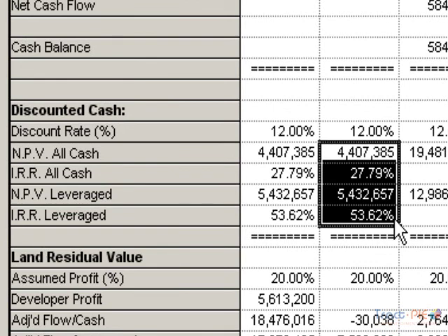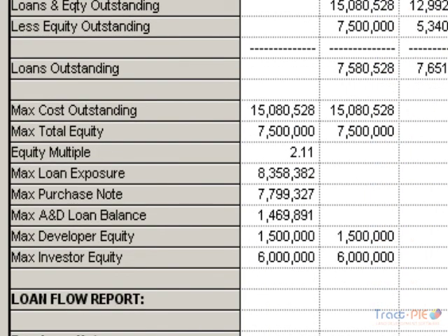These are the key factors in determining the feasibility of the project. The report also displays the high watermark for your cost outstanding, loans, and equity. It's important to understand what and when you will experience your greatest exposure to these items.